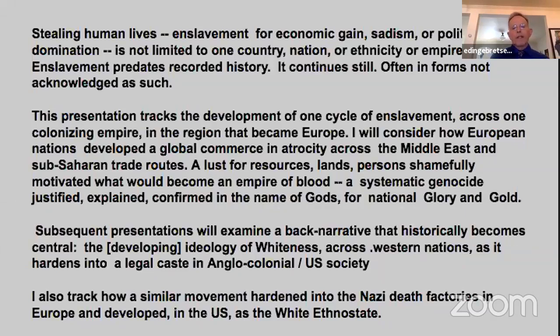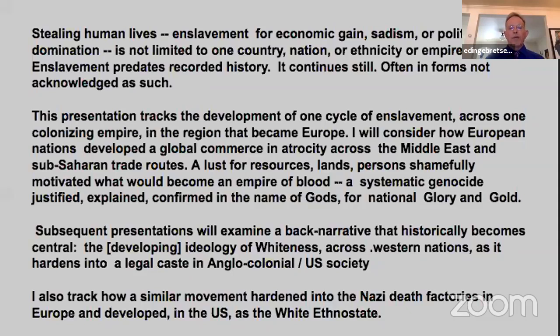Stealing human lives, enslavement for economic gain, sadism, political domination is not limited to country, nation, ethnicity, or empire. Enslavement predates recorded history, and it's in the news this week in Atlanta in a surprising way. It continues still, often in forms not acknowledged.